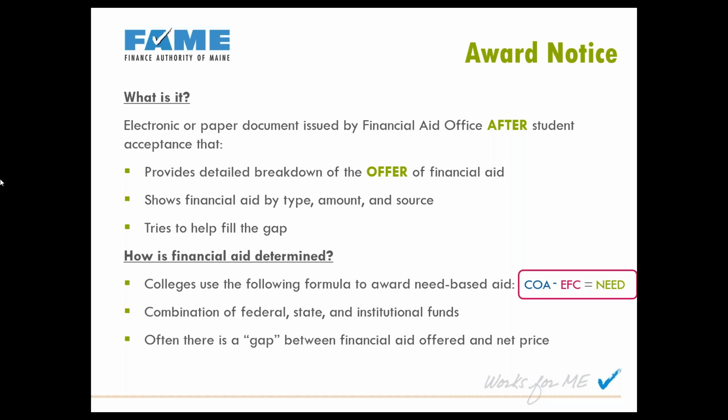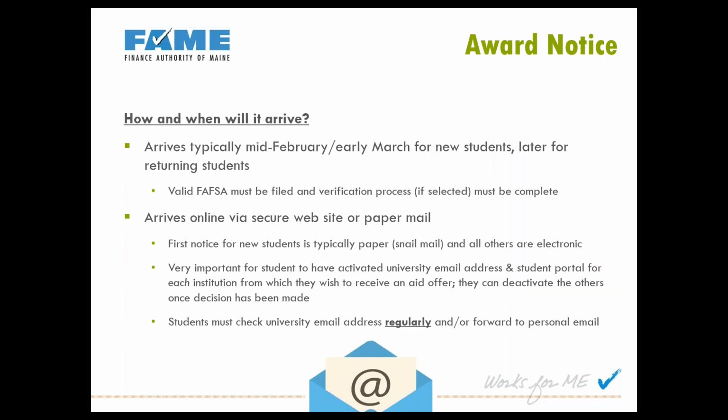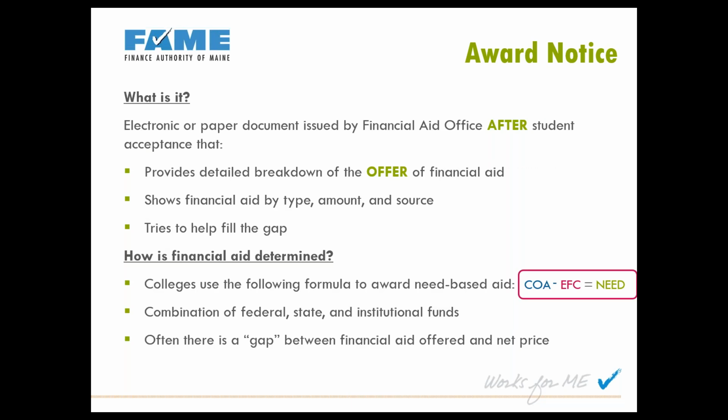You may have heard of colleges talking about percentage of need met. That's what they're talking about. Award letters are usually a combination of federal, state, and institutional funds. Let me back up for 1 second. There is often a gap between the financial aid offered and the net price. So we will talk about that in a little detail a little bit later.